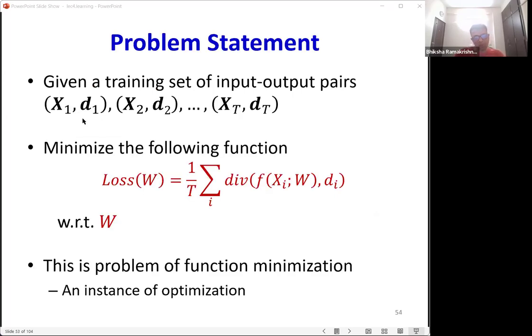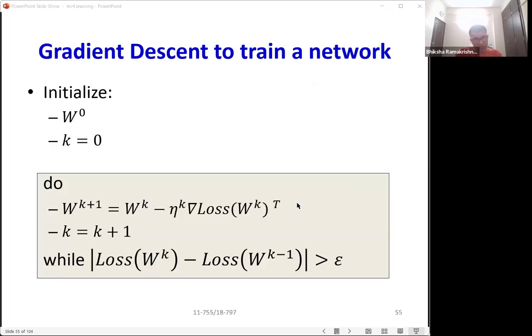So here's our original problem. We've figured out what derivatives are and how we can use those to minimize the function. So now we are given a training set of input-output pairs. We defined a loss, which is a function of only the network parameters. And we want to minimize this loss. This is a problem of function minimization. So we can use gradient descent.